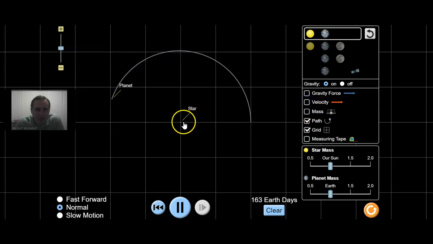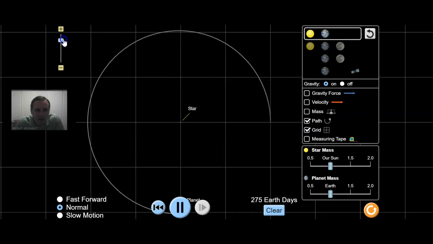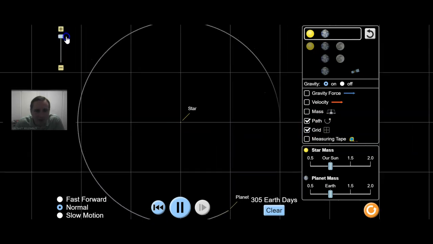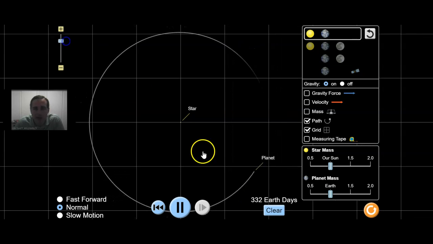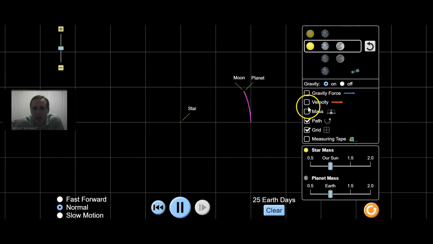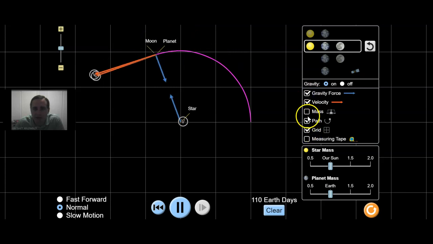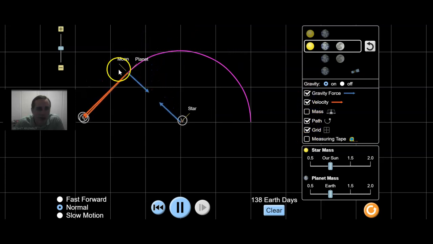Okay? So the planet you really can't see, and the star you can barely see. I can maybe zoom in. And then again, you can see the star a little better than the planet, Earth. And now let's do Earth, Moon, and Sun. And again, now let's put the velocities on and the gravity forces, and let's look at the path.